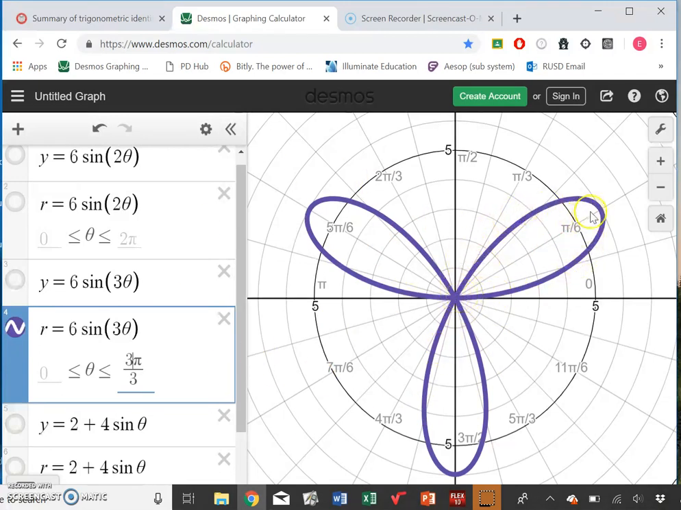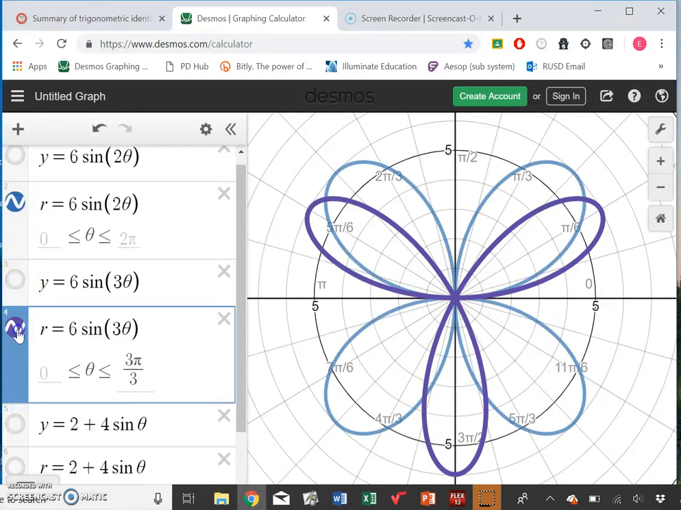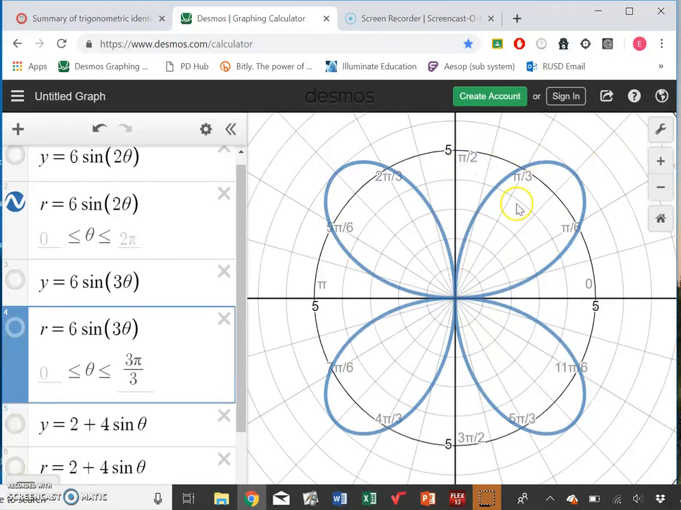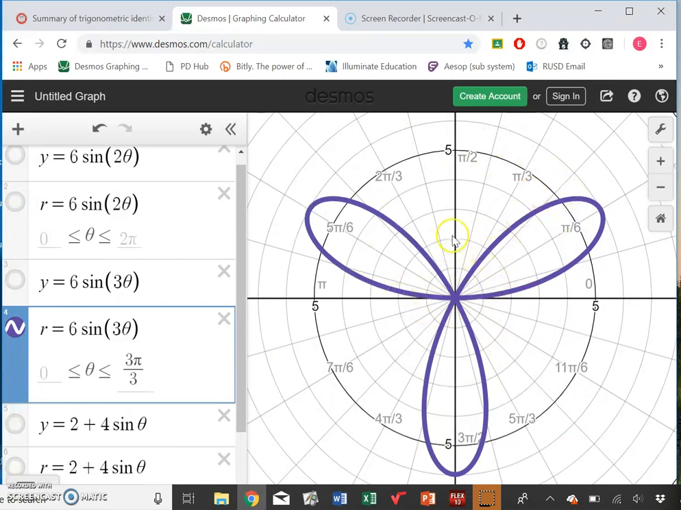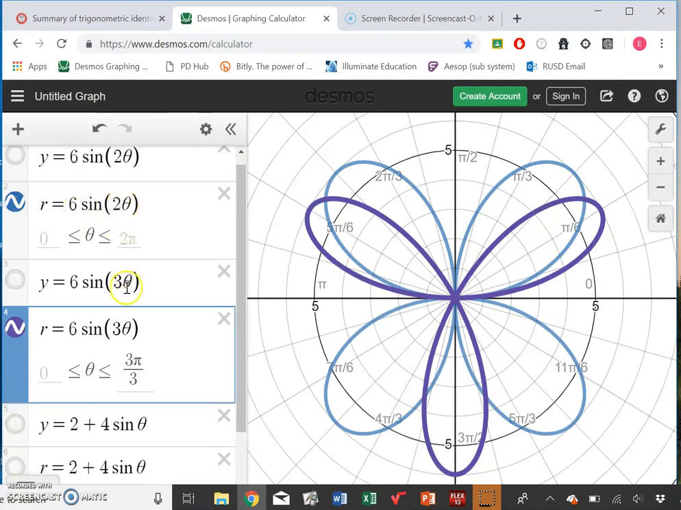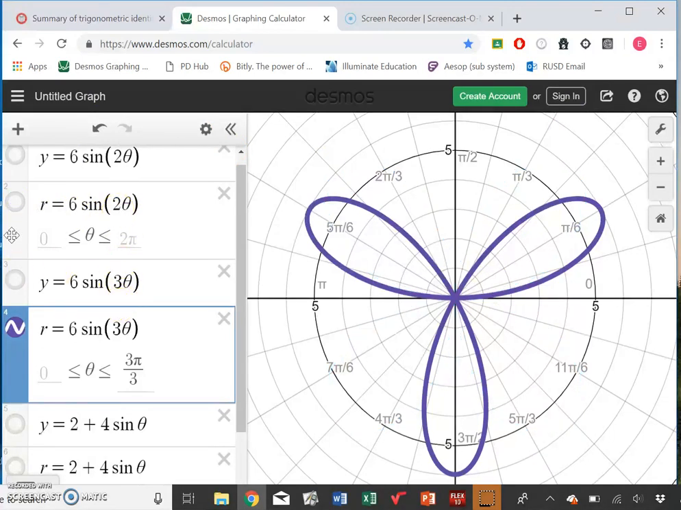And so it's out to 6 still, but I just have 1 petal in the first quadrant, 1 petal in the second quadrant, and 1 petal on the x-axis between the third and fourth quadrants. So in comparison to this one, let's turn this one back off. This has a petal in each quadrant. They're perfectly centered in the quadrants, whereas this one has basically taken the polar plane and broken it into thirds, whereas that one broke it into fourths, which is interesting since this number is smaller than that one. So those are that.